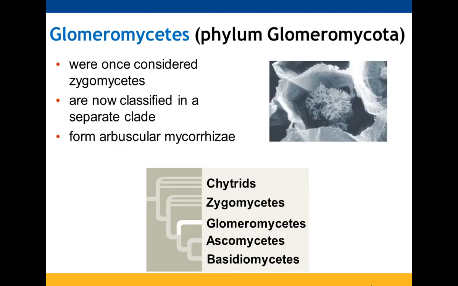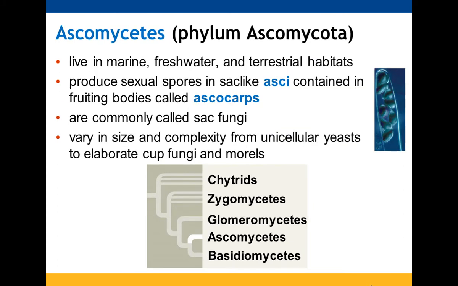and thrive. The glomeromycetes initially were thought to be zygomycetes, but their mycorrhizae are a little bit different. They form arbuscular mycorrhizae. The ascomycetes are found in aquatic environments as well as land habitats. They form sexual spores and sac-like asci, which are found in fruiting bodies called ascocarps.